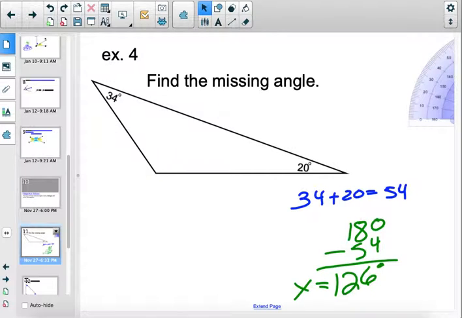Did you guys already know that a triangle was 180 or no? Yeah. You did?